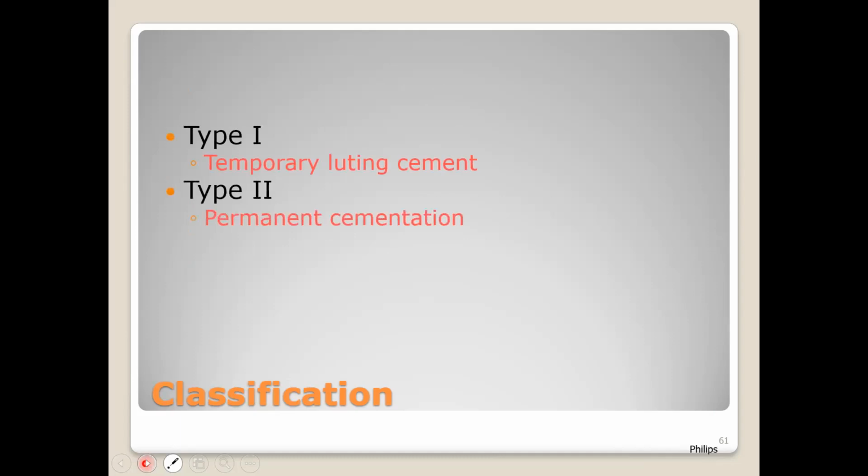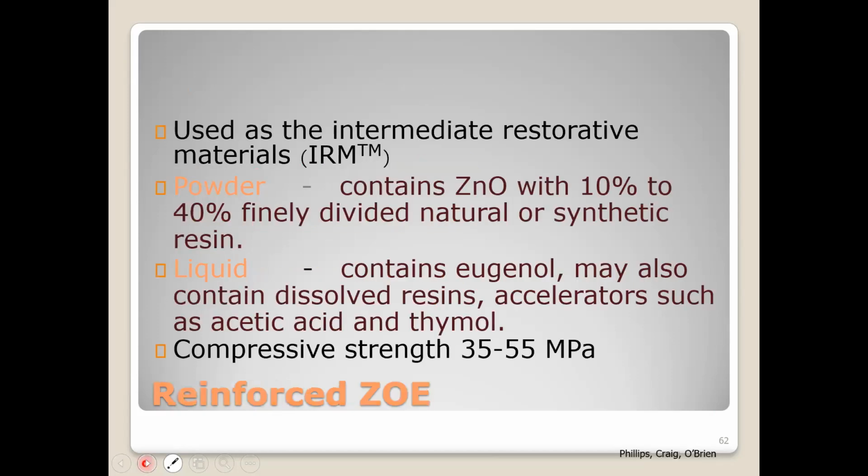What are the classifications of zinc oxide eugenol cement? Type 1 as temporary luting, type 2 as permanent cementation, type 3 for temporary restoration, and type 4 as a cavity liner. Now, how to increase the strength? Now, the major drawback of zinc oxide is with the strength. So it can be used as an intermediate restorative material or IRM. The powder contains zinc oxide with 10% to 40% finely divided natural or synthetic resin. The liquid contains eugenol, which may also contain dissolved resins, accelerators such as acetic acid and thymol. Now, what is the advantage of all this addition? The compressive strength has increased to 35 to 55 megapascals.